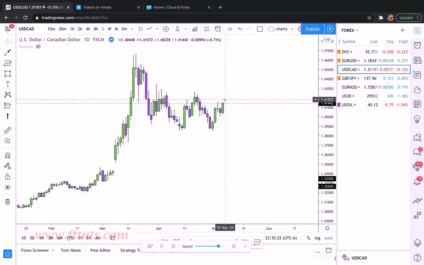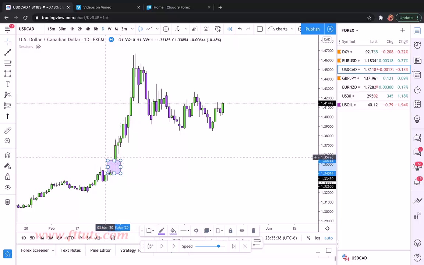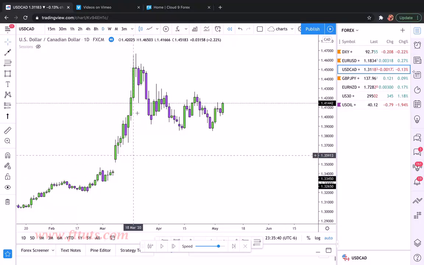So since we're at the correction phase, it kind of looks like we could either break above structure and continue up. But since we're in this correction phase, I think we will have another push down. We have to keep in mind that this gap is open, so eventually this is going to get filled.